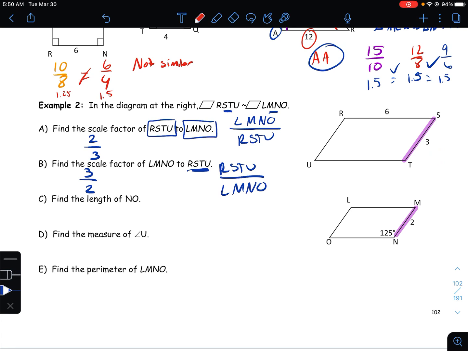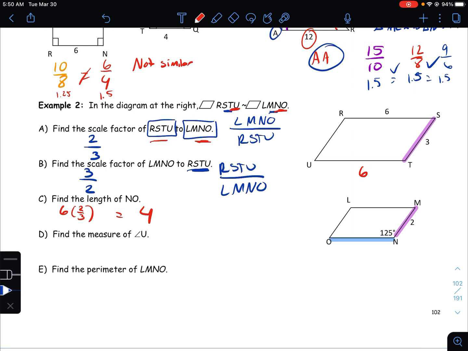Now they want us to find the length of NO. So that would be this guy here. Well, we know that since this is a parallelogram, UT is going to be 6. And we know that UT goes with NO based on the similarity statement. So we can use the scale factor to go from RSTU to LMNO, which is 2/3. So we're going to do 6 times 2/3, which gives us 12 divided by 3, which is going to give us a 4.